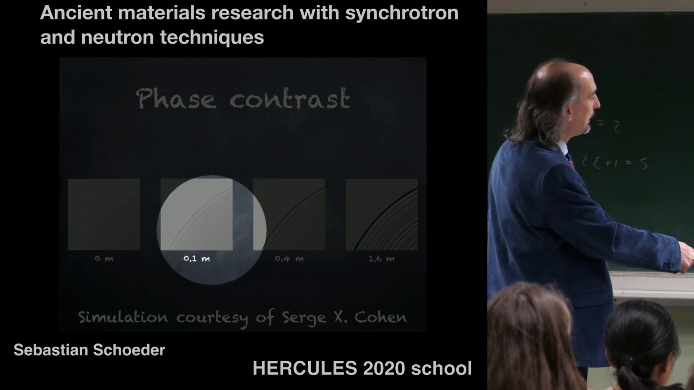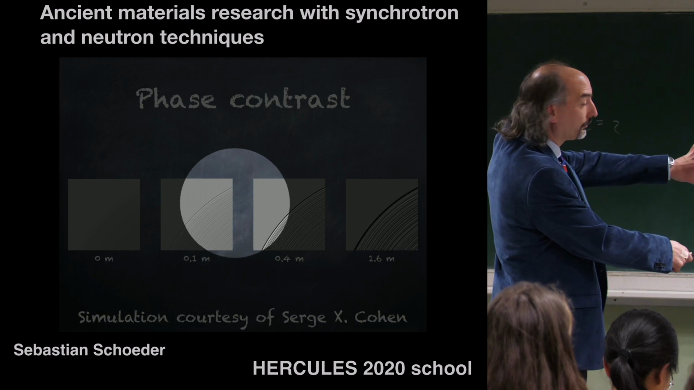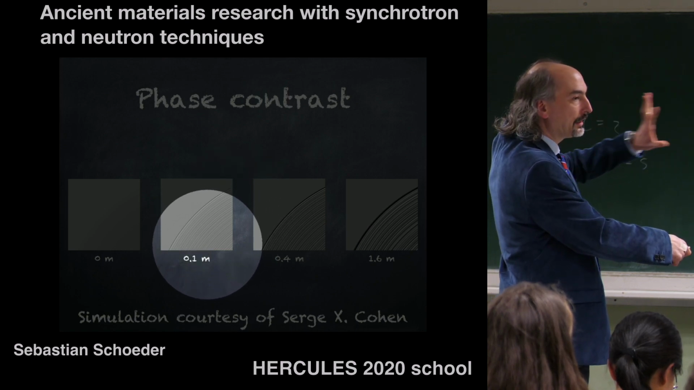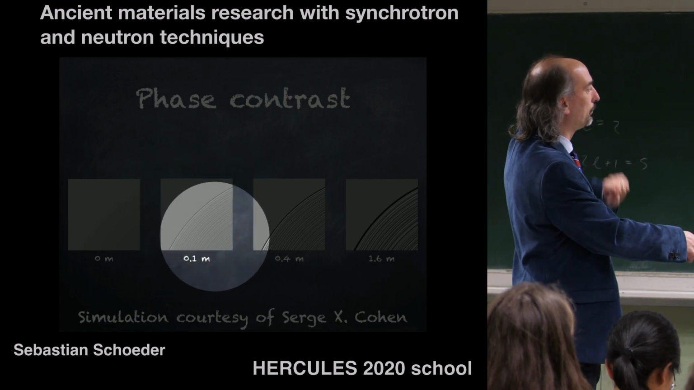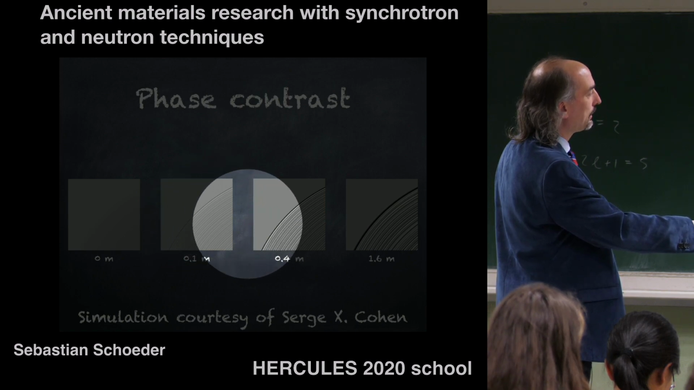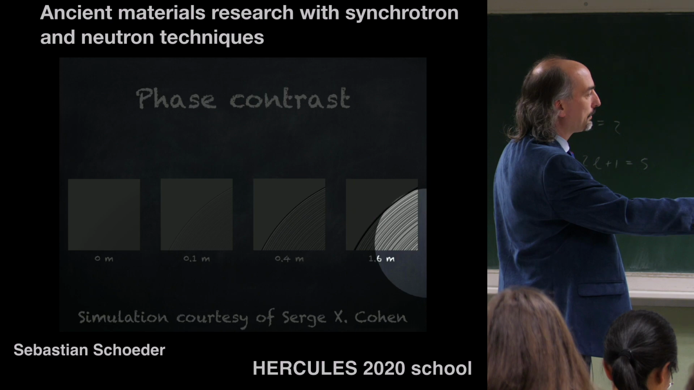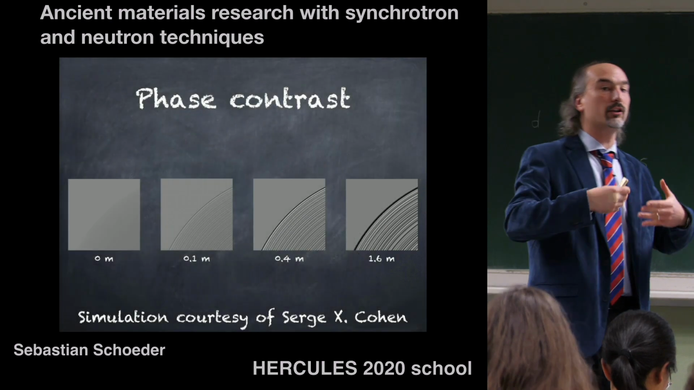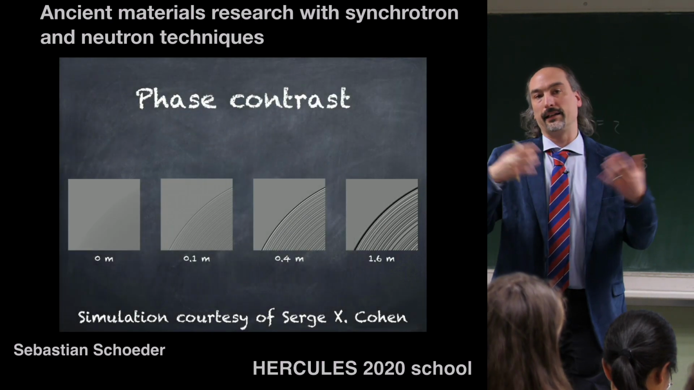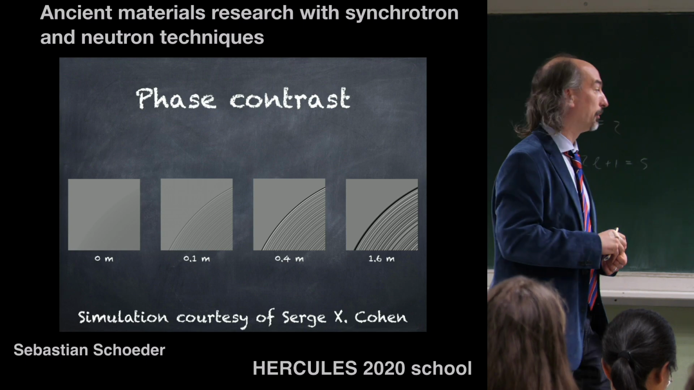But now as you start to go further away, you can see there's some contrast appearing. So this is really the distorted wave field starting to develop intensity variations. And the further you go away from the sample, the stronger this becomes, until these variations start to overlap. And then, of course, it becomes difficult to interpret them.